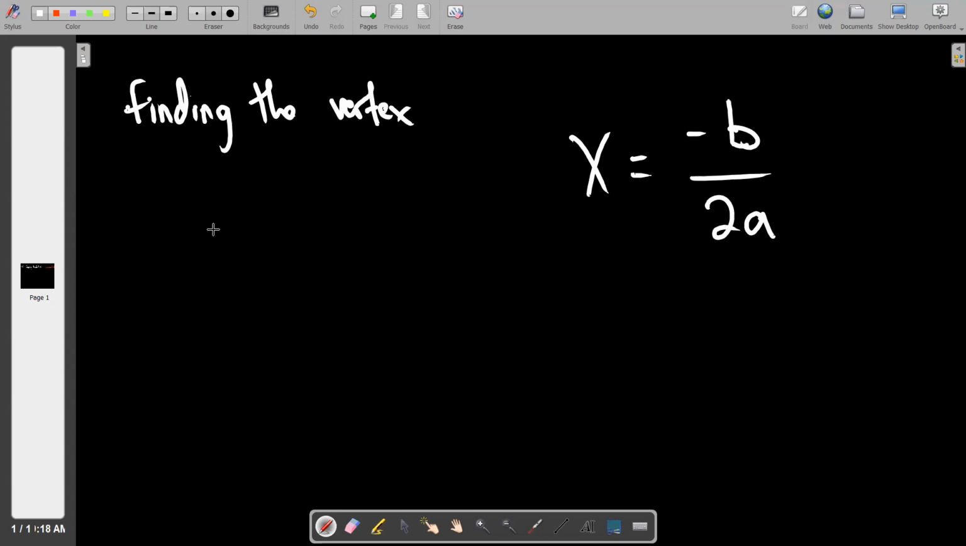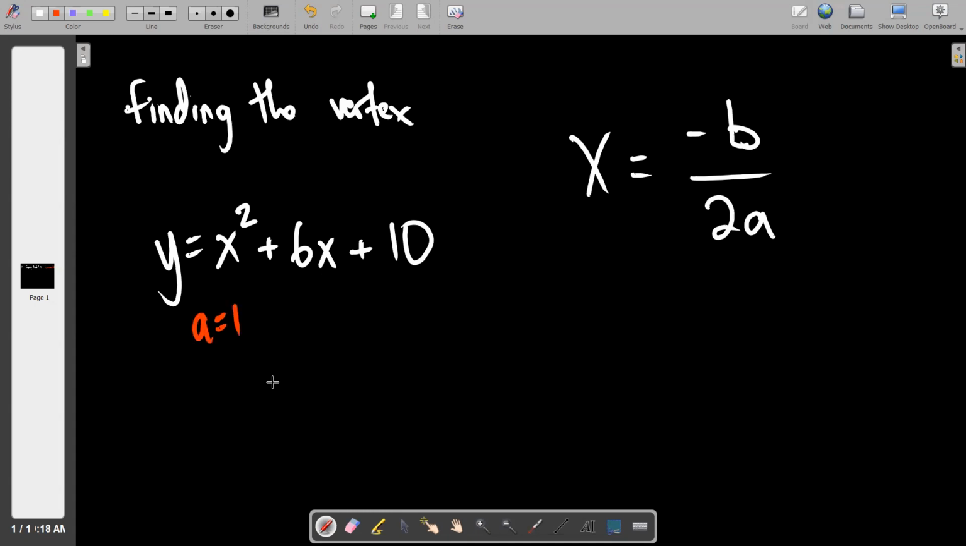Having said that, let's try out a function like this one. C, I never want to say it doesn't matter, but for this formula, I don't really care about the 10. It'll come in later, but right now, if I'm on a mission to find the vertex, I need a and I need b. That's all. And so in this quadratic, what's a?